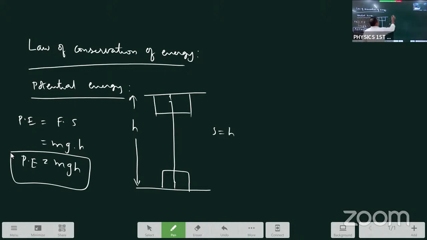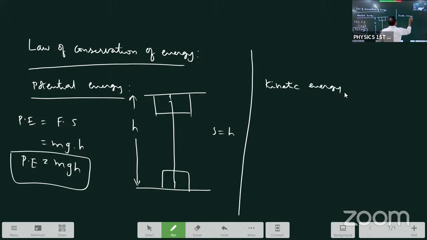Okay. Next, another one is kinetic energy. Kinetic energy means when any body is in motion, it possesses some energy. That is called kinetic energy. Formula: half mv square. So KE is equal to half mv square.